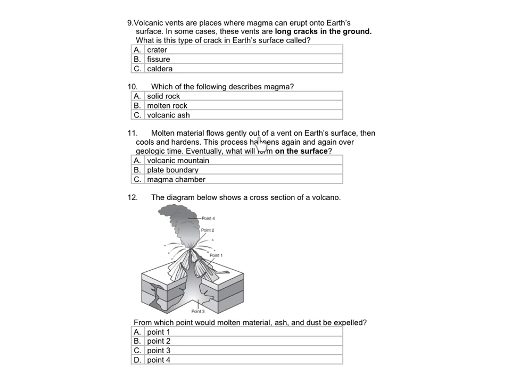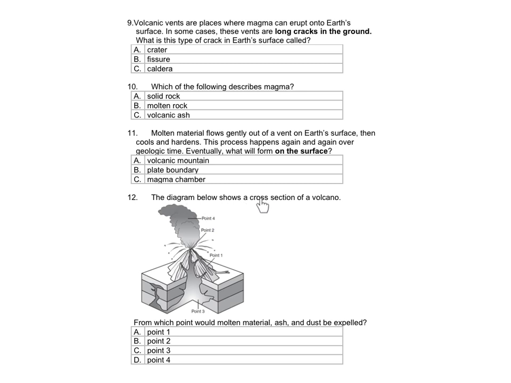Number 11. Molten material flows gently out of a vent on the Earth's surface, then cools and hardens. This process happens again and again over geologic time. Eventually, what will form on the surface? A. Volcanic mountain. B. Plate boundary. C. Magma chamber.